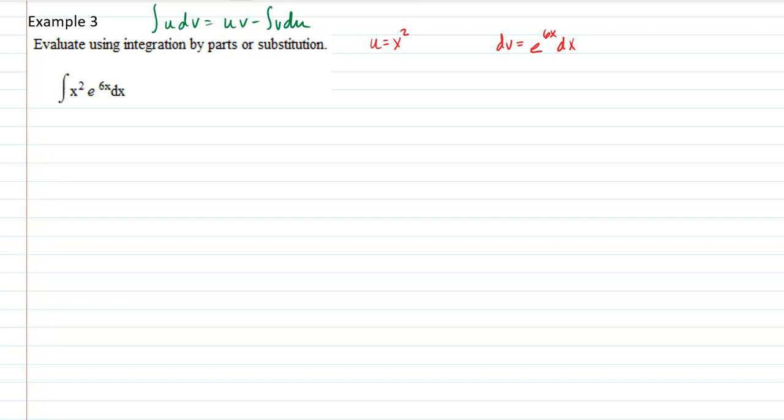So if u is x squared, what is du? That's 2x dx. Don't forget your differentials. It'll cost you a point.